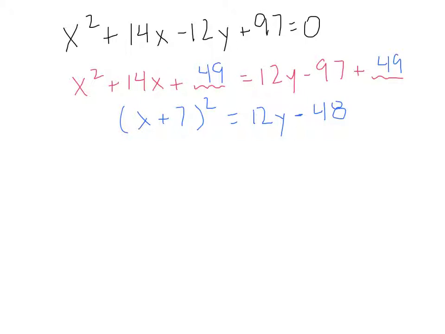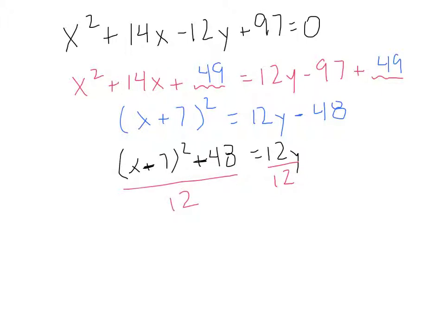Now we can move everything, and we're going to get y by itself. So I'm going to start with the 48. x plus 7 squared plus 48, because we moved it to the other side. And again, I apologize for this nasty writing. Equals 12y. Divide both sides by 12.